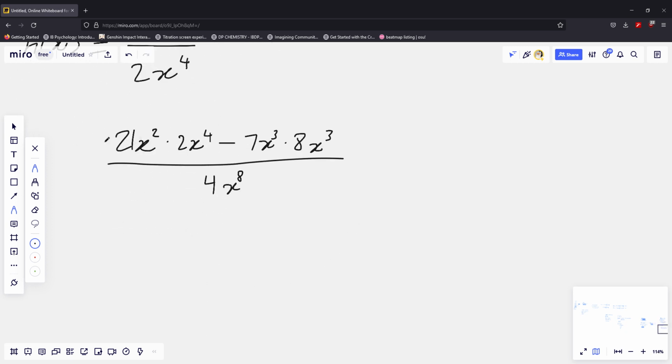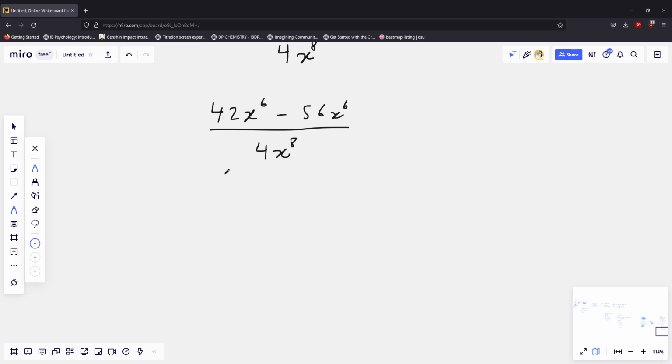Now, we can work our way through simplifying this. So, let's combine these terms on the top first. 21 times 2 would be 42, x to the power of 6, minus 56, x to the power of 6, all over 4 times x to the power of 8. So let's do 42 minus 56. Because I'm stupid, I need to do this out. Here we go. So we're going to subtract like this. 6 minus 2 is 4. This is 14. So this would become negative 14 x to the power of 6. And the bottom would remain 4x to the power of 8.